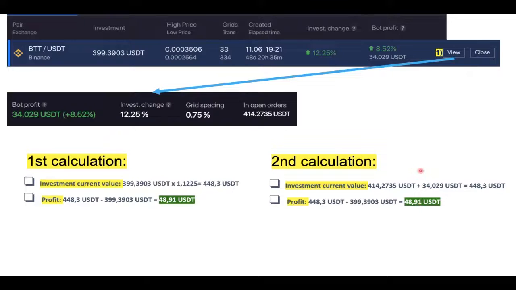So that's 48.91 USDT. Once again, investment change takes into account the bot profit, and also takes into account the value change of the base currency. So if the market is moving upwards, in this case, you are positively affected. You can see that your investment change is higher than the bot profit, even though the bot profit is already priced in the investment change. Whereas if the market is falling, then you are affected by the negative value change as the value of your base currency is depreciating.